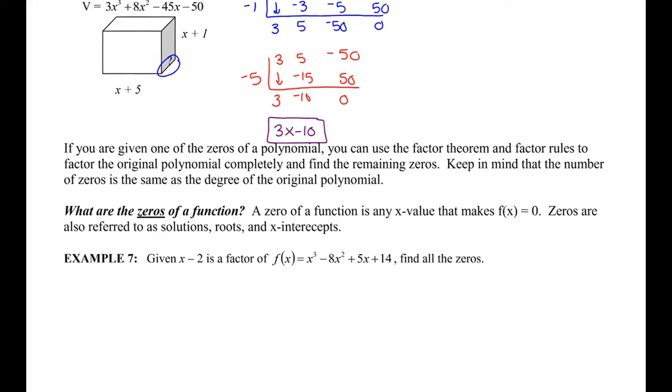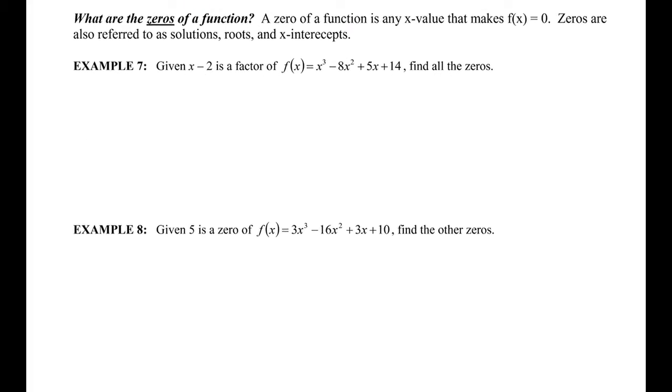For example 7, given x minus 2 is a factor of f of x equals x cubed minus 8x squared plus 5x plus 14, they want you to find the rest of the zeros. So we're going to start once again with synthetic division. We're going to put our 2 out front and our coefficients up top. And I'm going to bring down the 1 and multiply and add. And multiply and add till we get all the way to the end here.